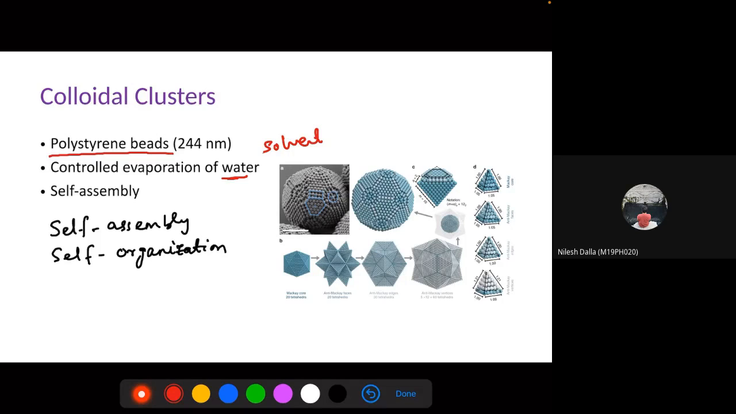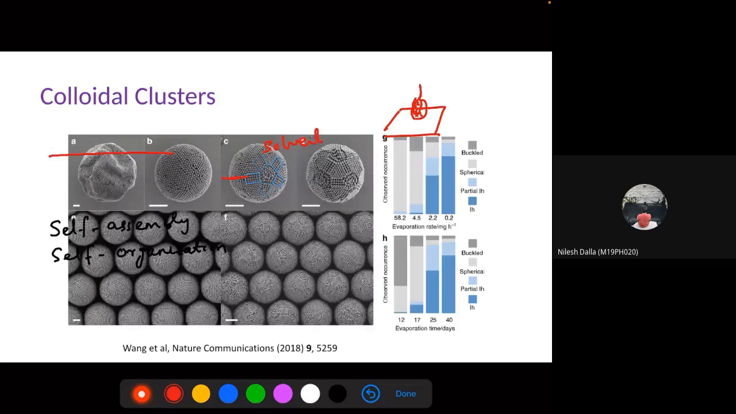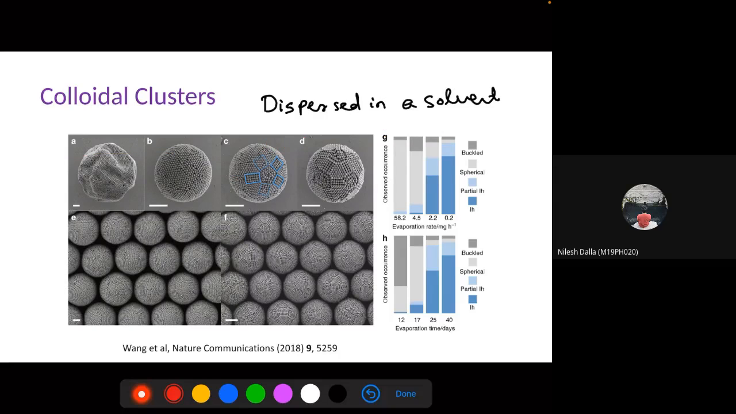And then you put it on a substrate, like a silicon substrate for example, and you put a drop which has a lot of colloids, and then you let this water evaporate. What they did is they evaporated it in a very controlled manner, a very slow process, and then you observe different structures. So you can observe a buckled structure.